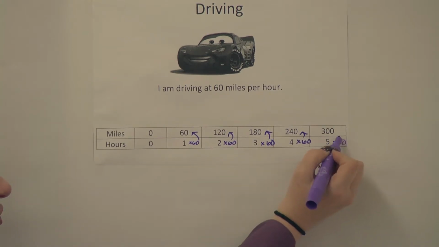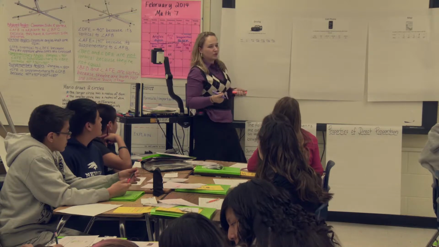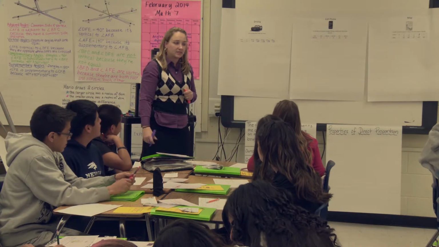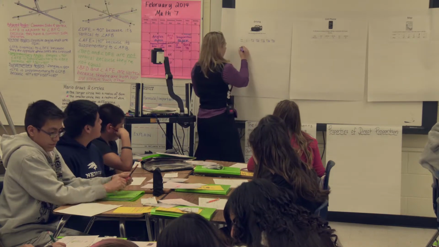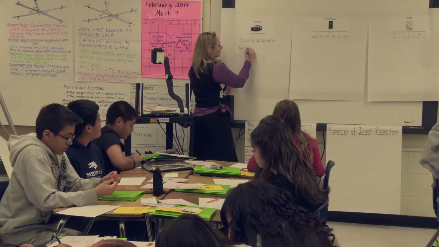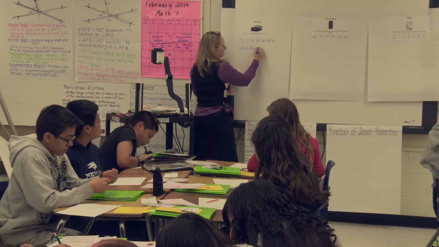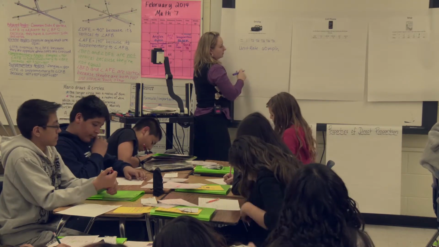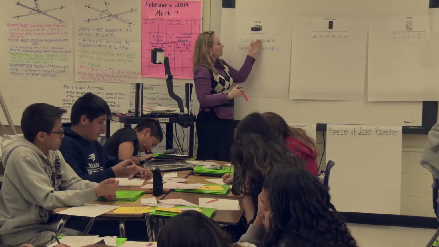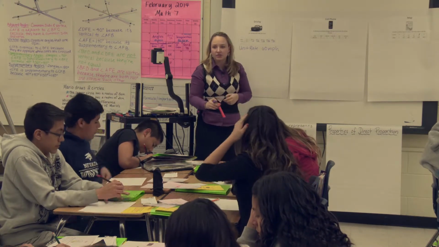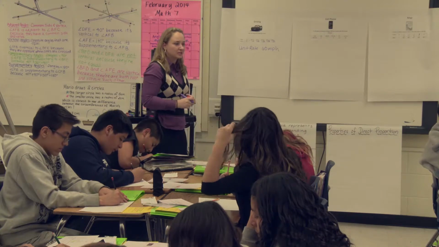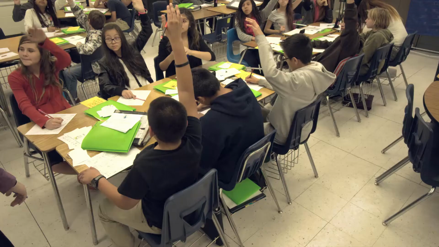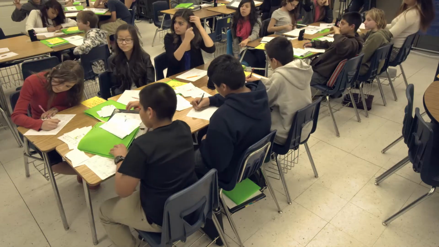Okay, so from there, Jasmine, were you able to figure out what the unit rate was? What is the unit rate? 60 miles per hour. Okay, so she's saying the unit rate was 60 miles per hour. So she figured out all of these get her 60 miles per hour. So she's saying it's proportional. How many people agreed? I agree too. She had good reasoning why, so it's proportional.